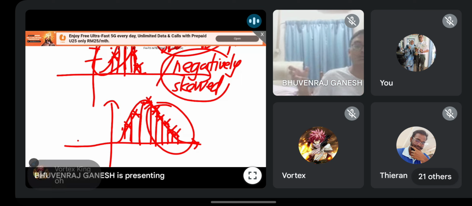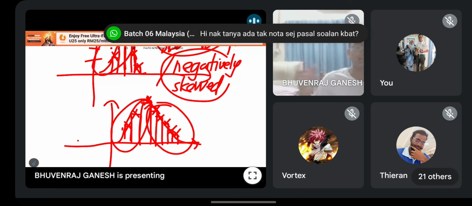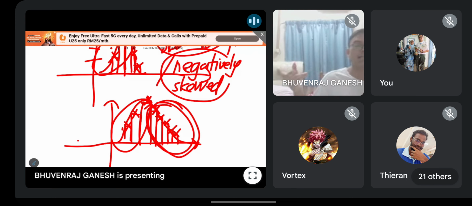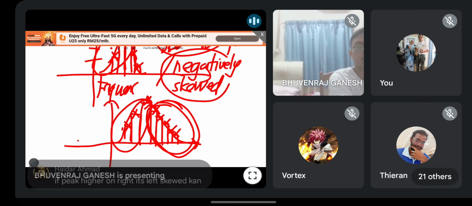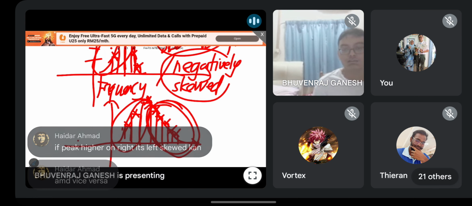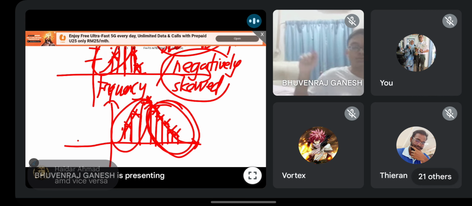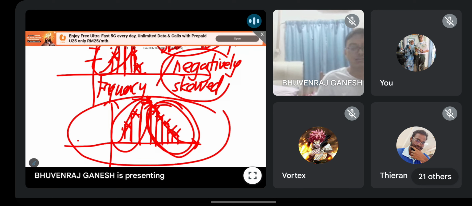Walaupun nilai dia lebih rendah, although the value is lower, because of quantity. Quantity greater than quality, something like that. Yang ni, quality high, quantity low. Over here, quantity high, quality low. Macam tu lah. Quality, I refer to the frequency. Okay, frequency adalah quality kamu. If the peak is higher on the left, you must draw out the curve. Bila kamu hubungkan semua titik, then you can see clearly. Kalau kamu nampak terus without drawing any curve, it's quite hard. Okay, you might make a careless mistake. Okay, so this one is right skewed. Pencong ke kanan.